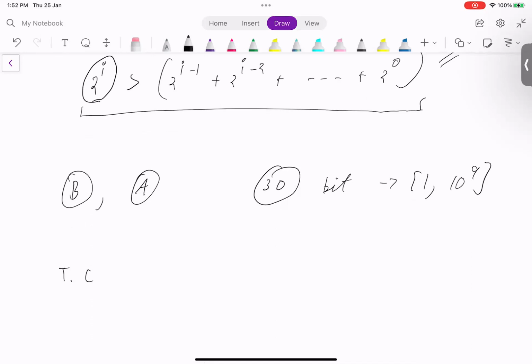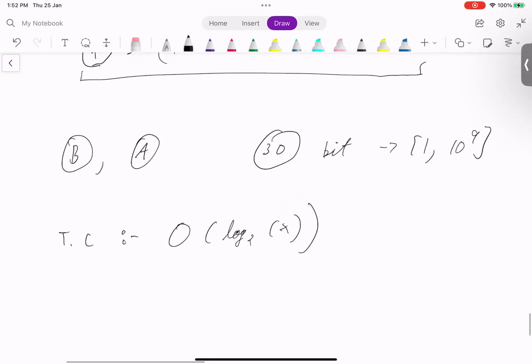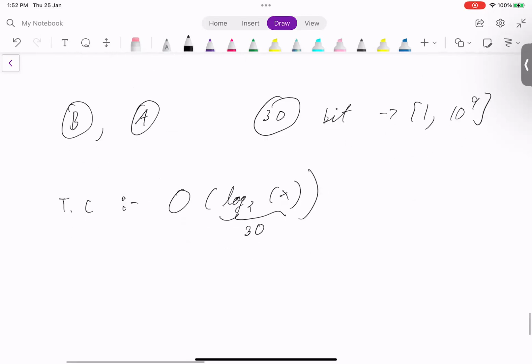So if you look at the time complexity, we can say it is big O of log base 2 of x. Or if we fix 30 for every test case, we can say it's big O of 30. Or if we perfectly run it till log 2 of x, then it's big O of log 2 of x. And space complexity is big O of 1. So this is per test case. So this way we can solve the problem.